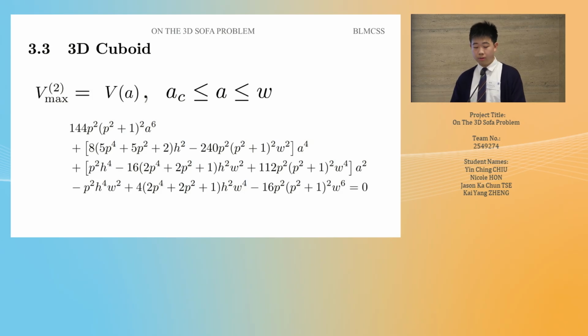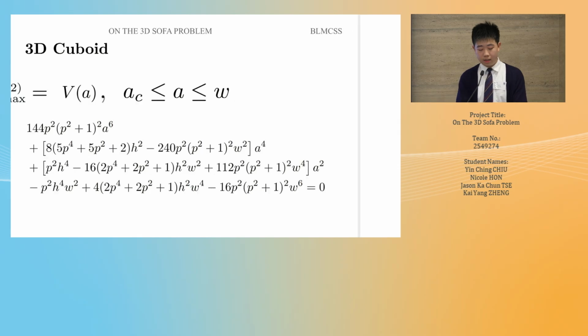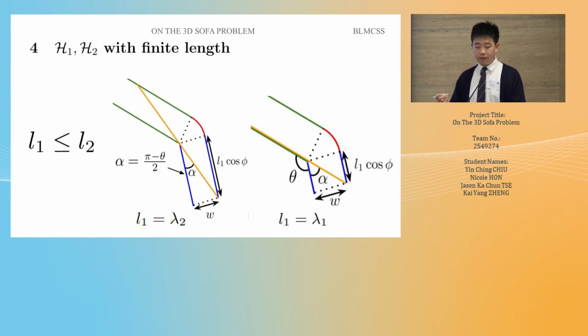And the Python program also gives us the optimized expression in these two ranges. And therefore, the total V maximum is the larger one of these two expressions. And then let's move on to the finite hallways.